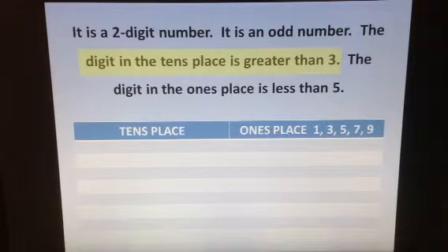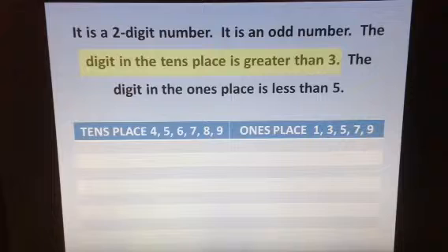The next sentence says the digit in the tens place is greater than 3. What digits are greater than 3? The digits 4, 5, 6, 7, 8, and 9 are greater than 3. So I added those to the top of my tens place column.